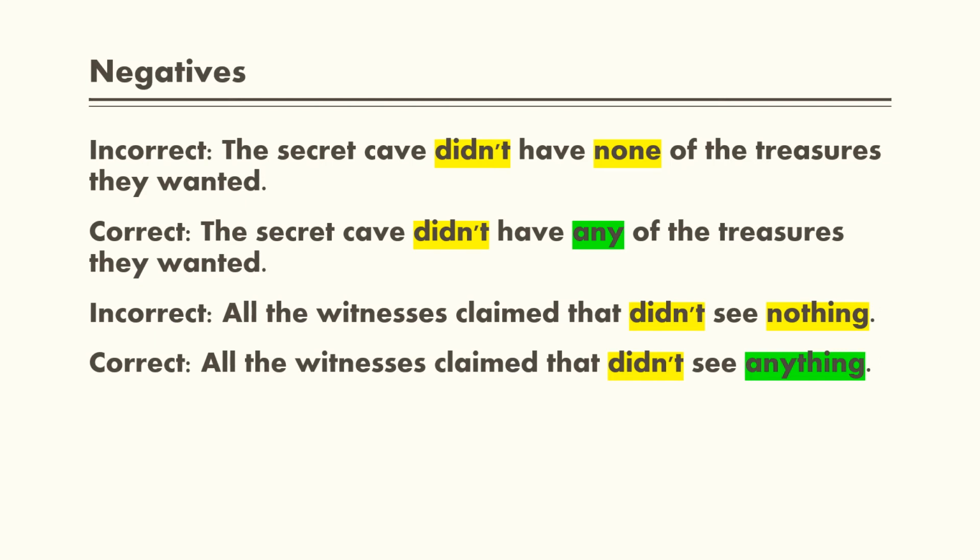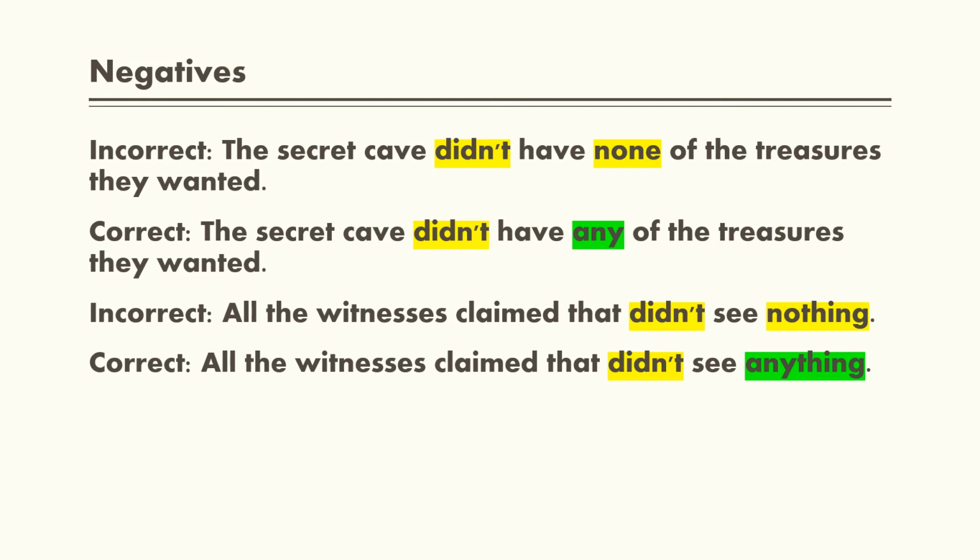All right, a couple more examples here. Incorrect: the secret cave didn't have none of the treasures they wanted. So again, two negatives there with didn't and none. The correct one is the secret cave didn't have any of the treasures they wanted. Again, changing one of those negative words to a positive word.